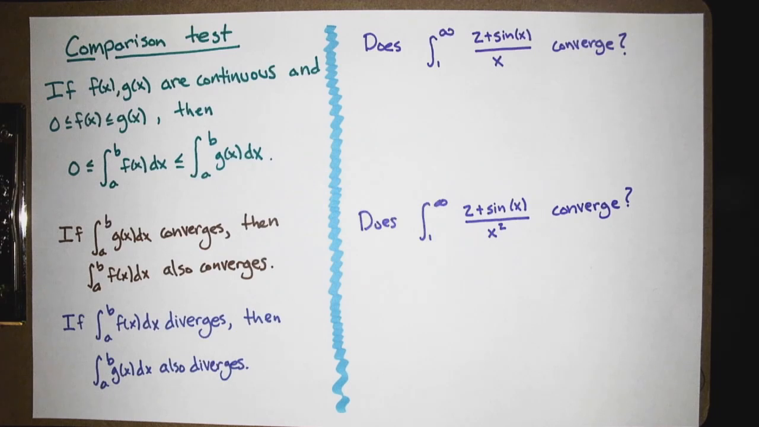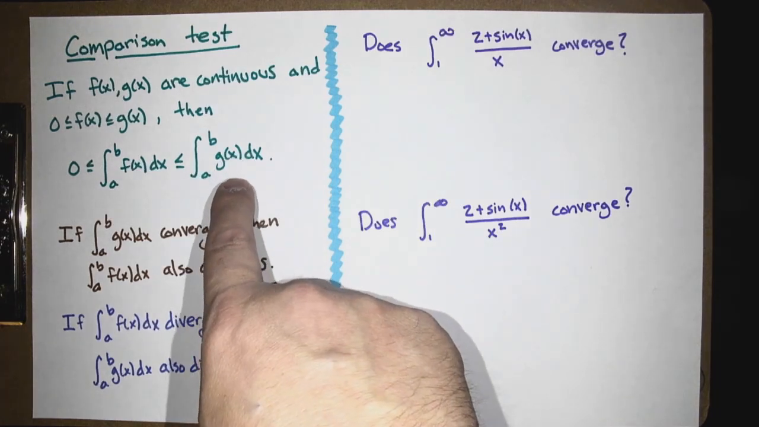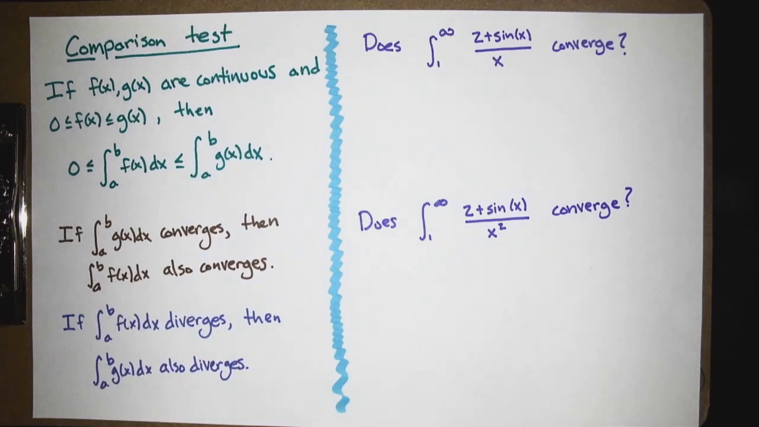Now, what can we say? Well, let's suppose the integral of g of x converges. That says g of x is small. If I am something smaller than small, what is true? If I'm smaller than something small, I must also be what? I'm also small. So if I'm below something which converges, I have to converge.